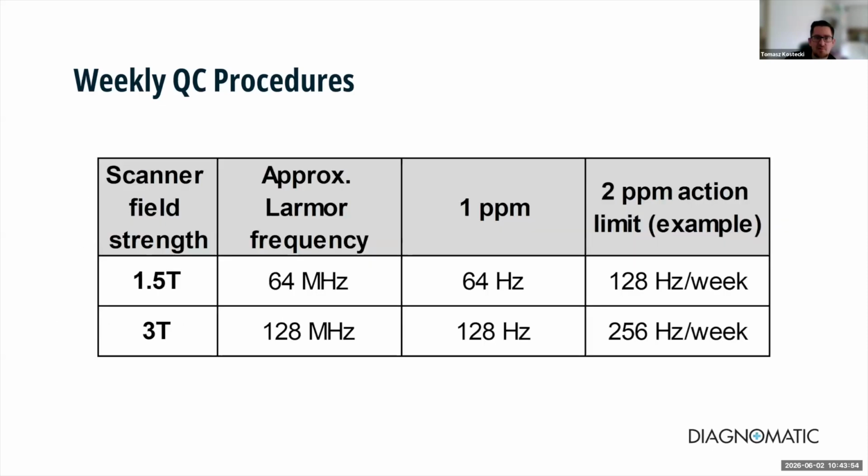This table shows how ppm translates into hertz. For a 1.5 Tesla scanner, 2 ppm equals 128 hertz per week. For a 3 Tesla scanner, 2 ppm equals 256 hertz per week.